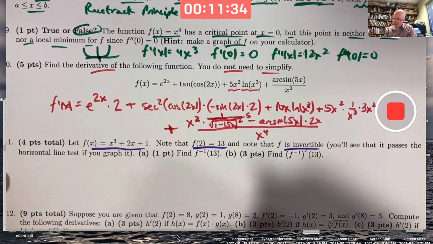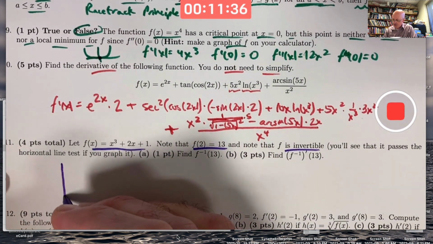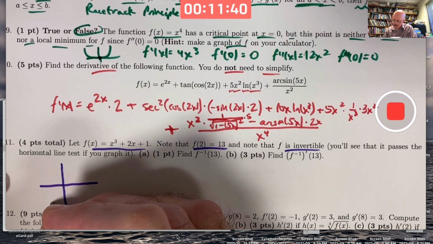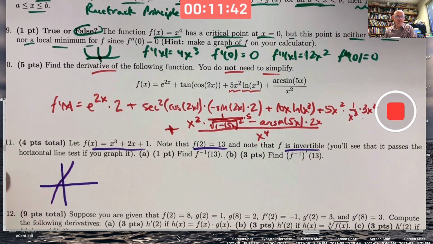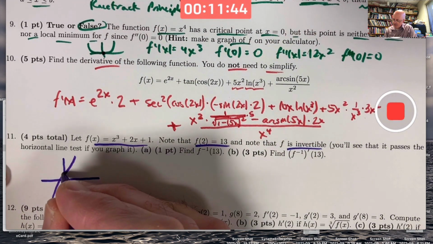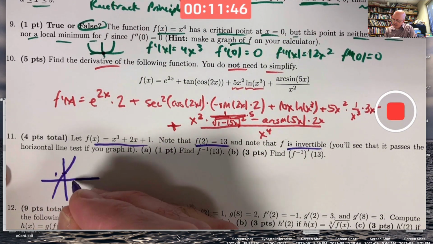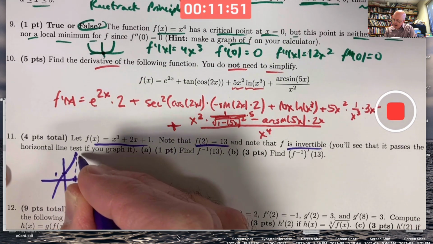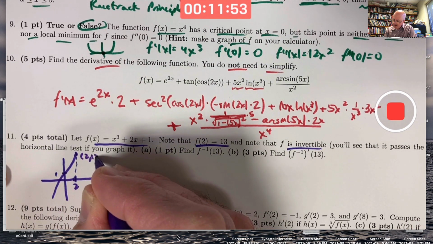Also note that f is invertible. You'll see it passes the horizontal line test. If you graph it, you can certainly go ahead and use your calculator to graph it, and you'll get a graph that looks about like this. The intercept there is 1, and, well, this is not to scale, the point (2, 13) is on the graph. Let's pretend that's the point (2, 13).